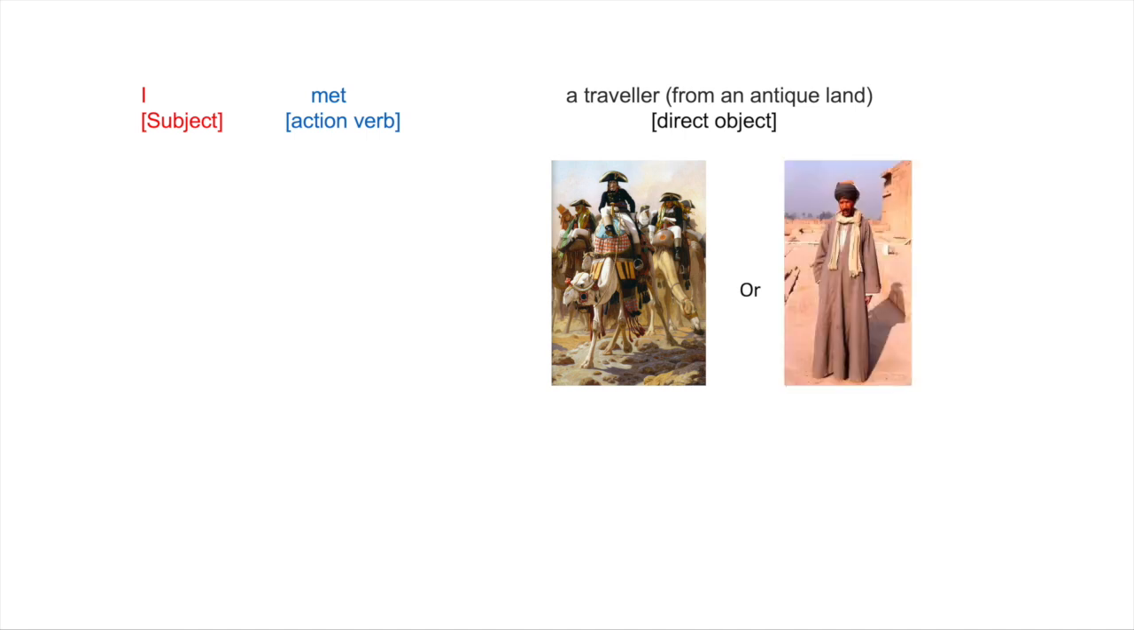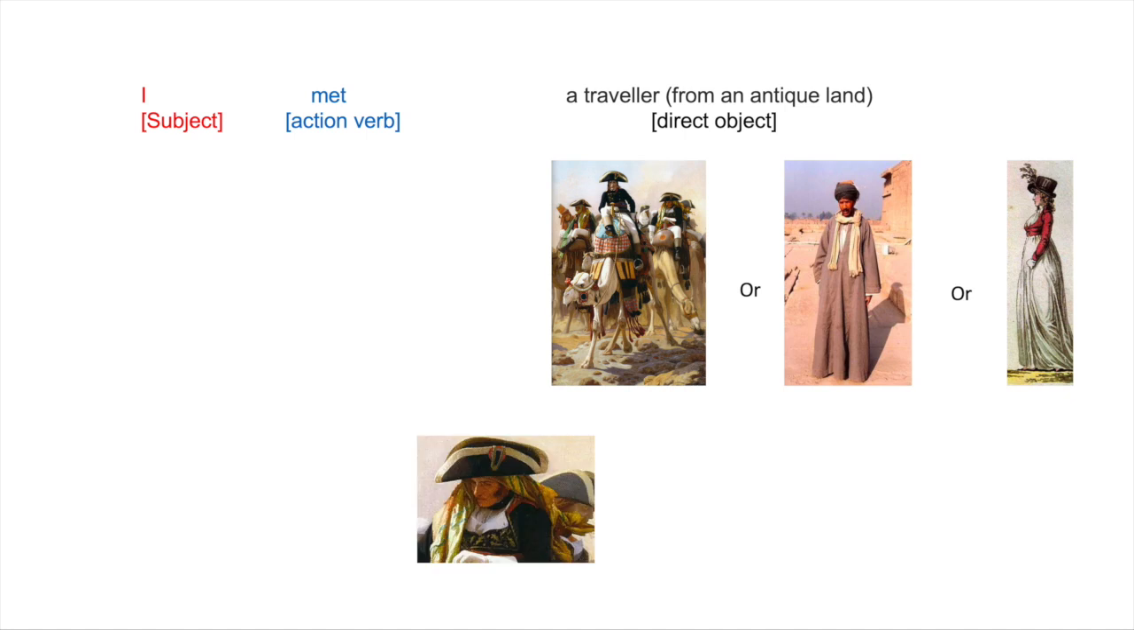Another possibility is that it's actually somebody from the land of Egypt, and this is a person in traditional Egyptian garb, or heck, it could be this lady, right? Like, who knows? Because a traveler from an antique land tells us really nothing about the traveler. But let's just say, for the sake of argument, that it's one of the guys who's accompanying Napoleon who came and told the narrator the story. Okay, so here he is. I like this guy because he looks a little sick from being on the camel. So he is the direct object of the sentence that starts this poem out.